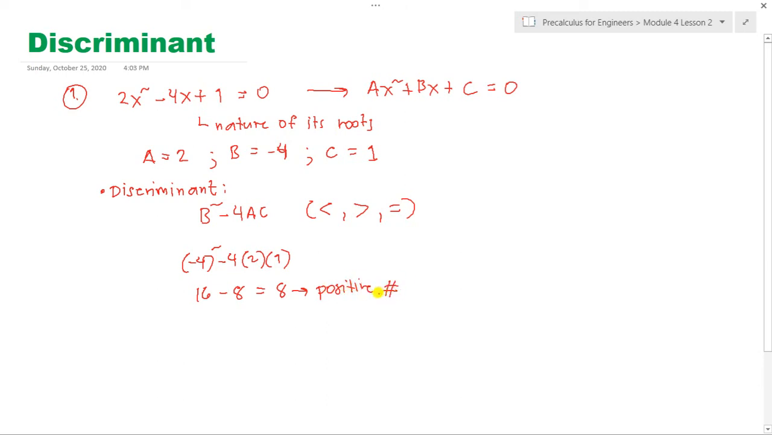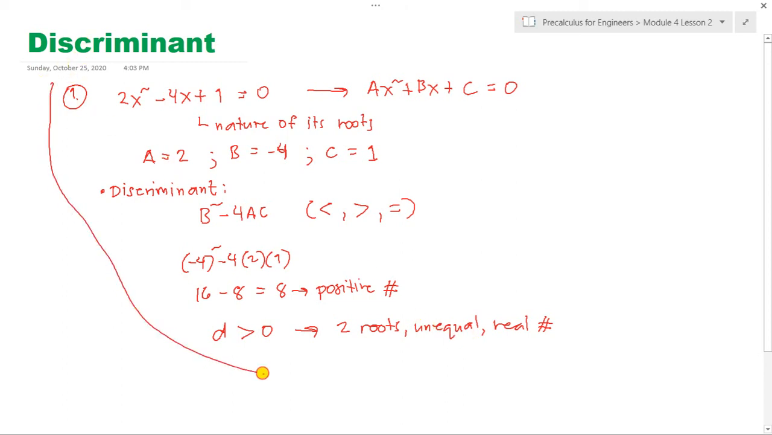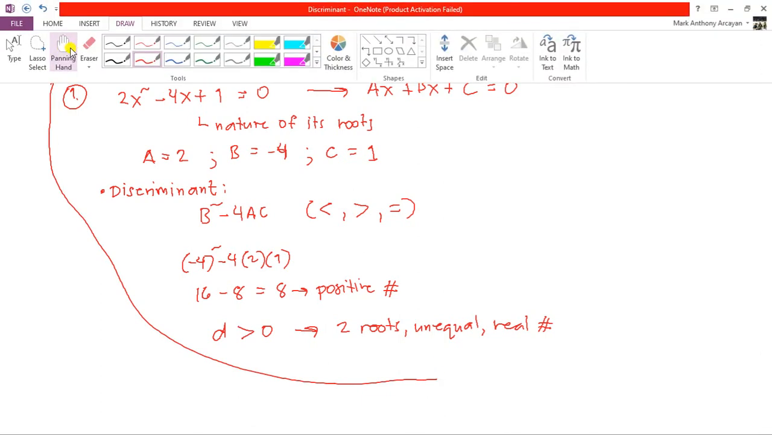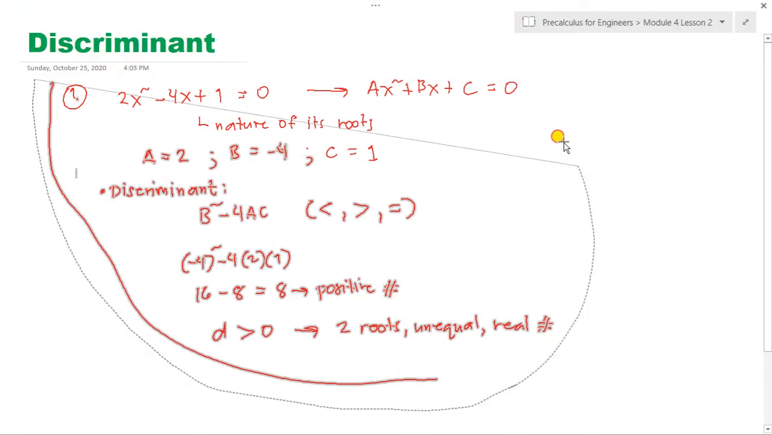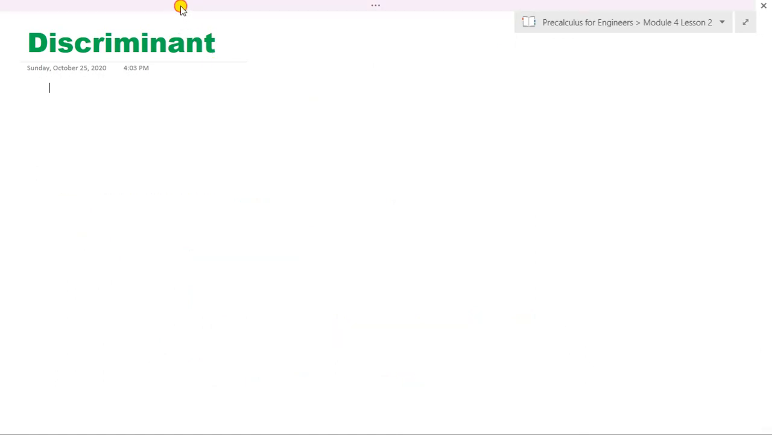And recall, class, if our discriminant D is greater than 0, therefore the nature of our roots is two roots, but unequal. So iba-iba, unequal and real numbers. So that's the nature of our roots: unequal and real numbers. Let's try another example.